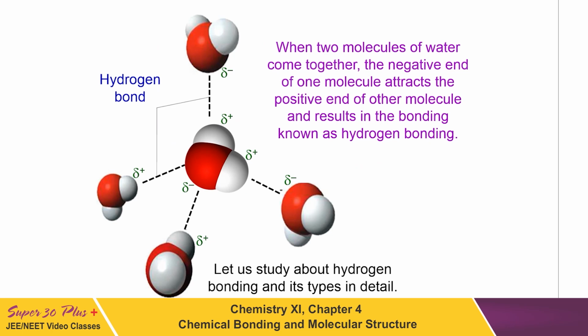Now what you see is how this H bond is formed. Two different molecules of water come together. When they come together, the negative end of one molecule attracts the positive end of the other molecule. It is quite obvious that the positive end of one molecule will attract the negative end of another molecule, right? It will result in the formation of a hydrogen bond. Basically, it is a weak van der Waals bond, a physical force of attraction, called a hydrogen bond. Now let us study some more about the hydrogen bond in detail in this class.